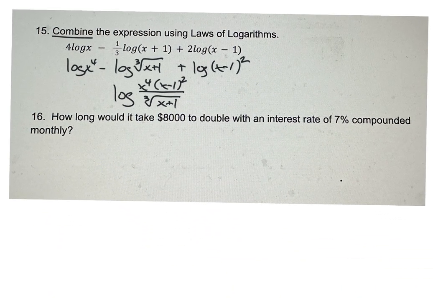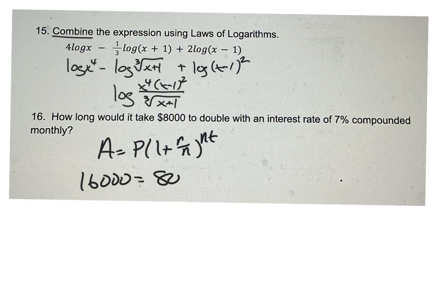Last one, 16. How long would it take 8,000 to double at an interest rate of 7%? This formula is not on the board. We've talked about this before. I really want you to know that formula. Golly, I do. It's the best formula ever. Okay, it says $8,000 to double. If you double 8,000, it turns into 16,000. That goes over there. 8,000 here. 1 plus the rate. The rate's 7% over 12 because it's compounded monthly. Over here is 12t. So first step is divide both sides by 8,000.